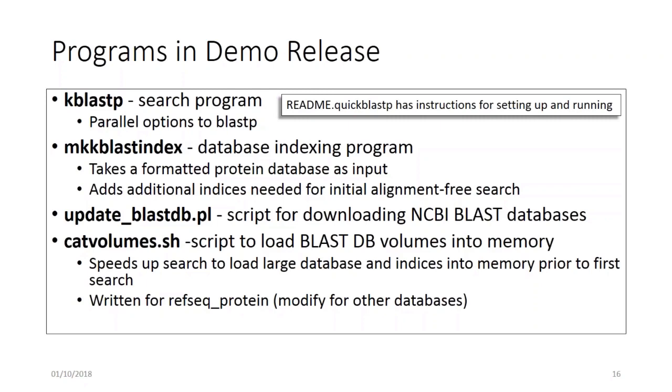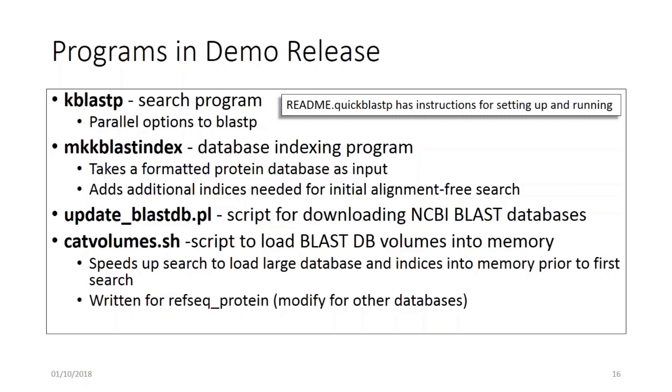So it requires a formatted protein database as input, and then it's going to add some additional indices for the initial alignment-free search. The package also comes with the updateblastdb Perl script. That's for downloading your BLAST databases. And there's also a script in there called catvolumes.sh.